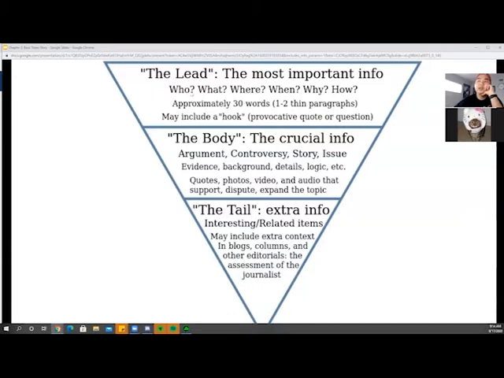In the first two sentences, we have something called the lead. It's the who, what, where, when, why, and how. It's approximately 25 to 35 words. It may include something we call a hook, where it's provocative, but generally the lead is just the most important stuff.